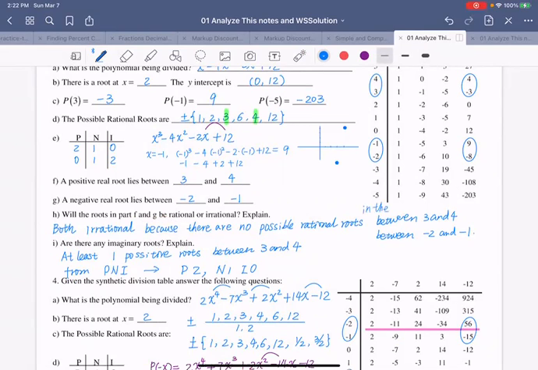In the PRR list, between 3 and 4, between -2 and -1. Between means between this, not on the edge. The edge doesn't count. You need to look for the number between.